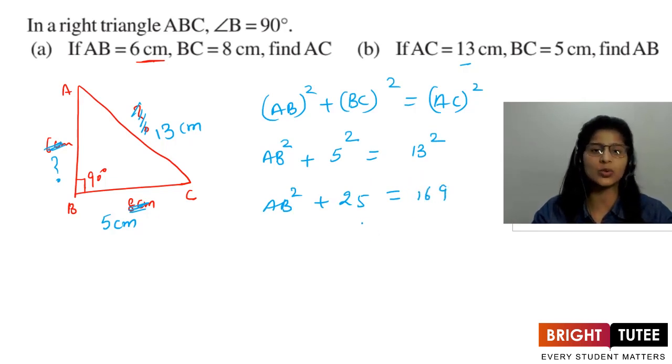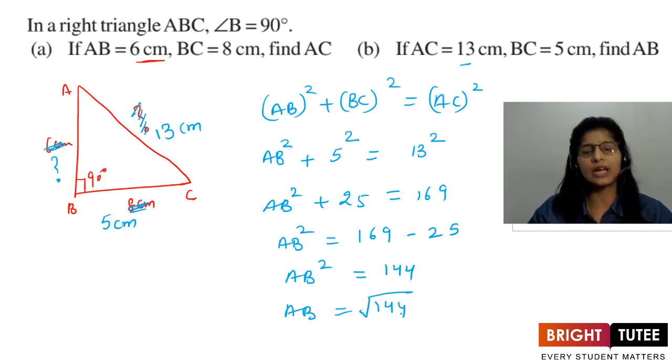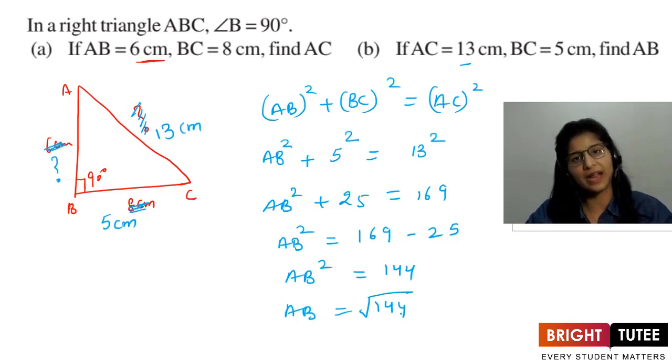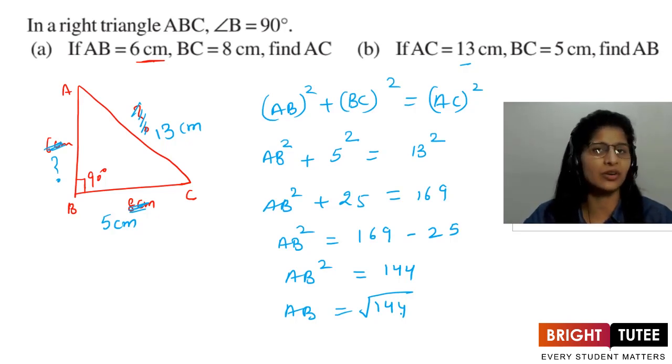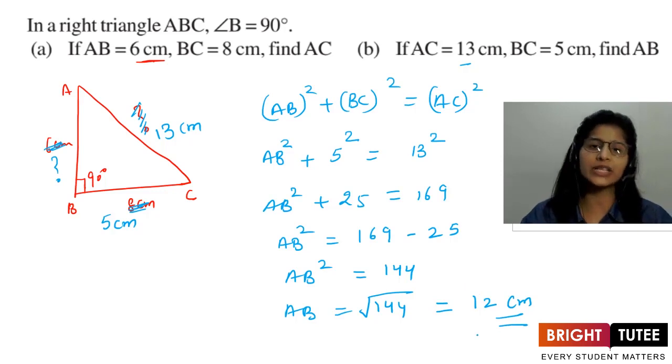I hope you remember the squares up to 30 at least. Now square of AB is equal to 169 minus 25. Now when we do square of AB, we get 144. So AB will be what? AB will be square root of 144. Now you can find out square root of 144 either by long division method or by prime factorization method. You can choose any one of them. Clear? And for your clarity, the square root of 144 is 12 centimeter. Clear? So in the question you can use long division as well as prime factorization method to show your answer.